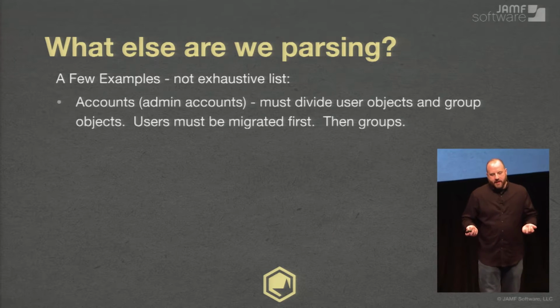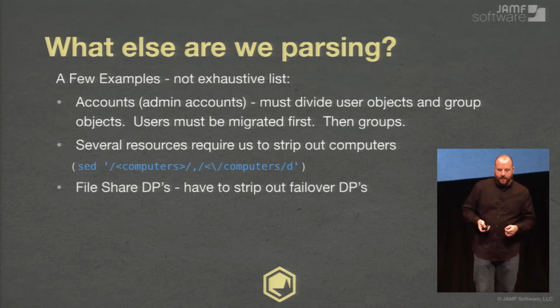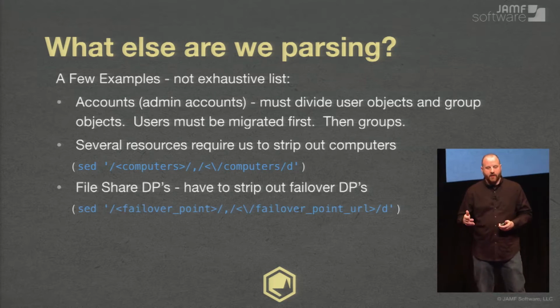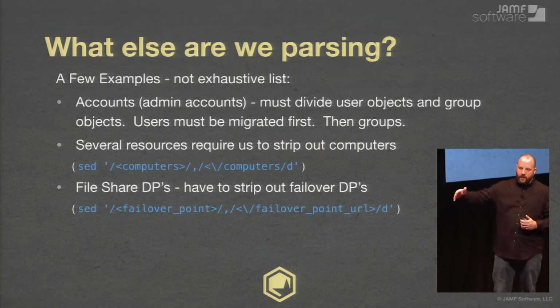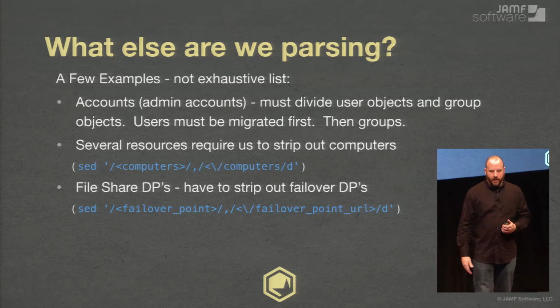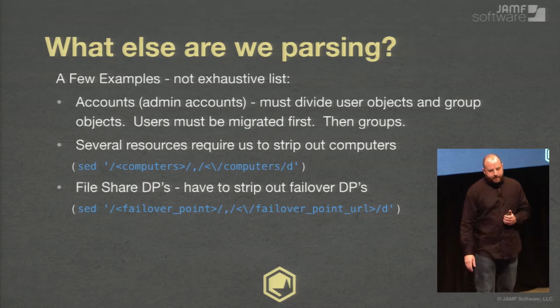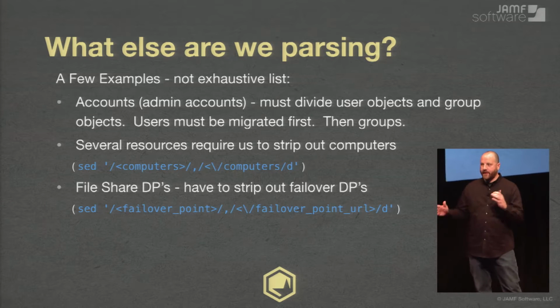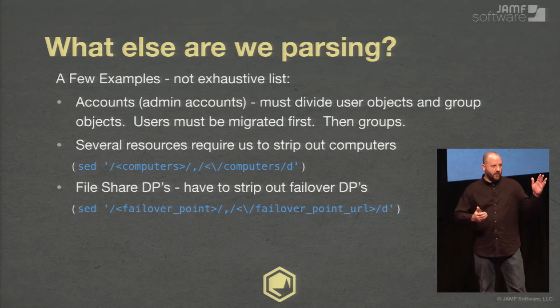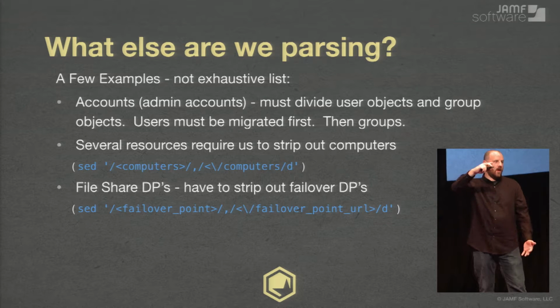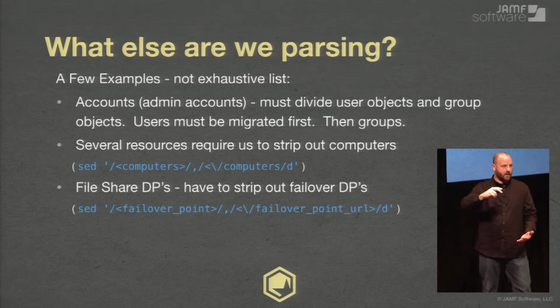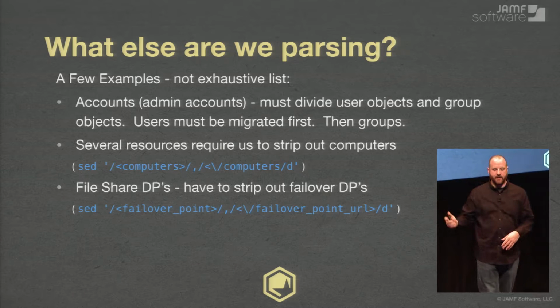So what else are we parsing? There are a few examples. For accounts, we have to separate users from groups, because the users have to go up first before the groups. Otherwise, groups will fail to post. And for a bunch of them, we strip out the entire computer array. I don't know if you've ever looked at a smart computer group. Even though it's a smart computer group and it's based on logic, the resource in the API will show you this long list of computers that belong to that smart computer group. So we just cut the entire thing out.